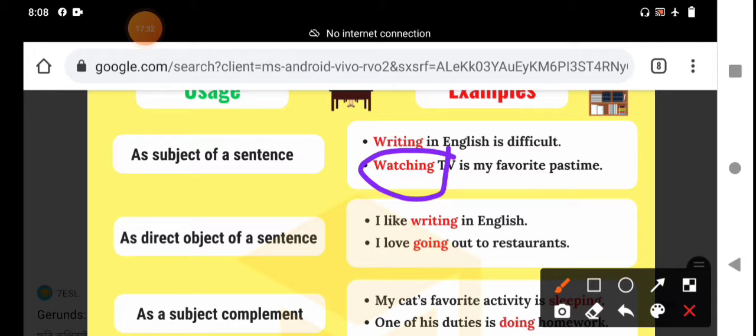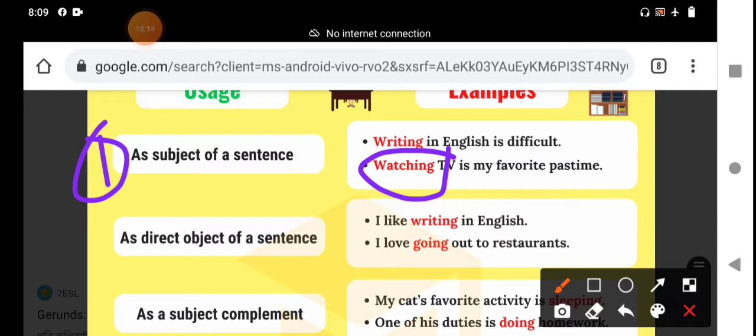What is the definition of the gerund phrase? It consists of a gerund and any modifying or object words associated with it. Watching TV: additional words are added. Watching TV is my favorite pastime. The gerund phrase functions as a subject in the sentence. That is the first function of the gerund, as a subject of the sentence. Watching TV, the entire phrase, functions as a subject in this example.